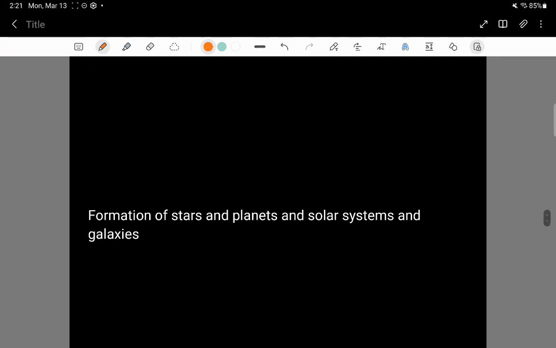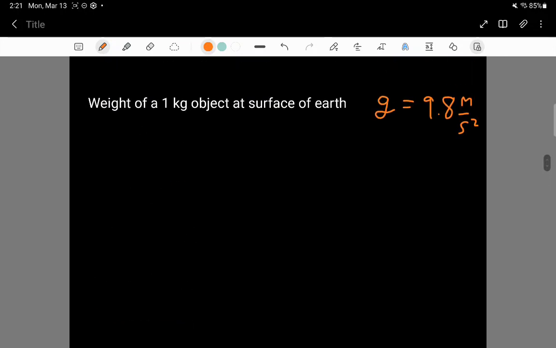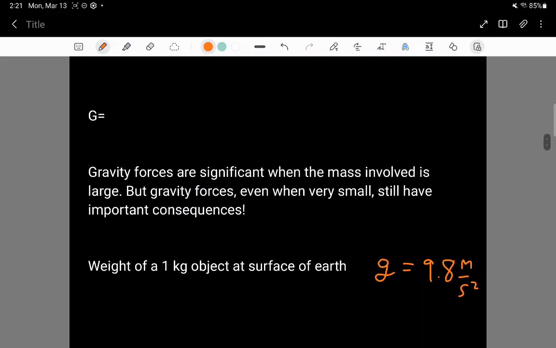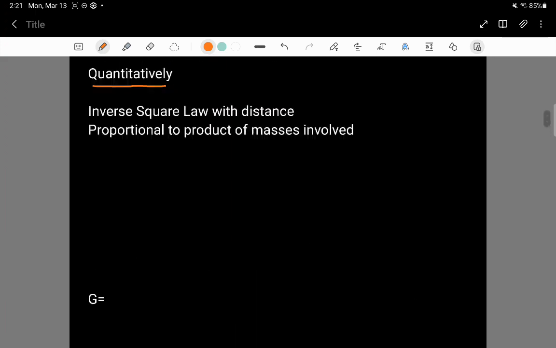And then I'm going to indicate that even though the gravity forces between really, really light mass things are very small, they still have important consequences, even on the scale of galaxies. Okay, so let's get started.